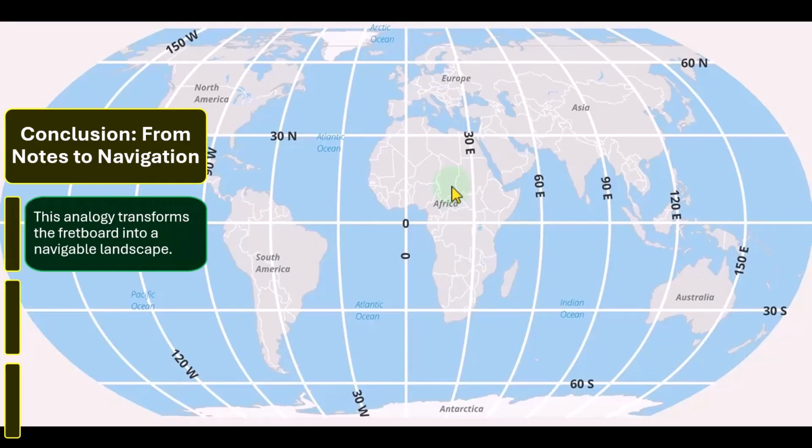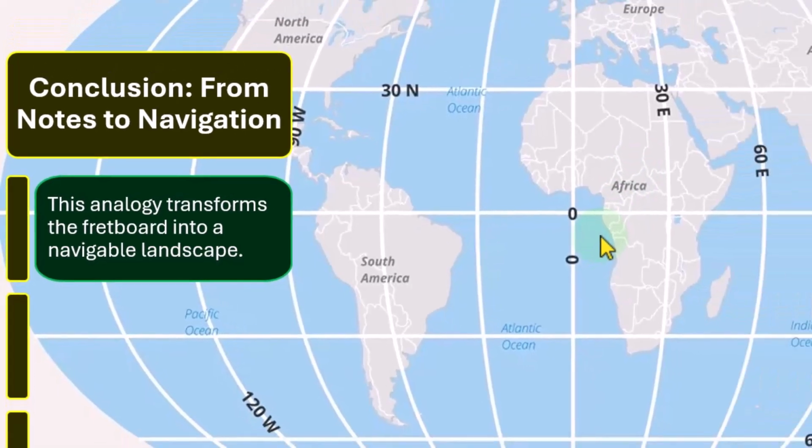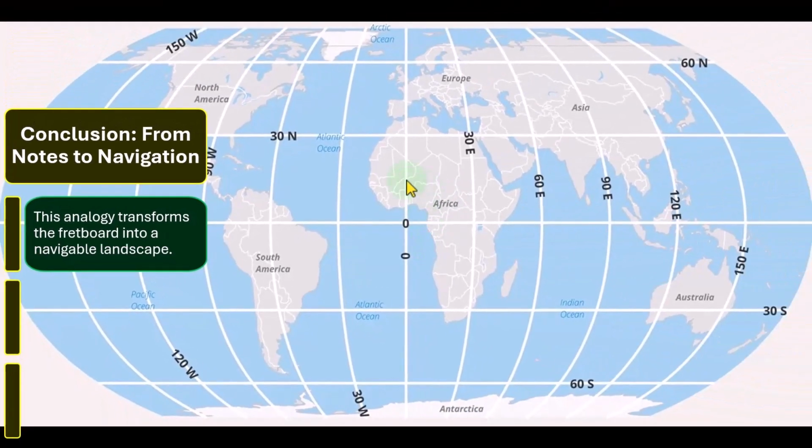Conclusion: from notes to navigation, this analogy transforms the fretboard into a navigable landscape. If you approach the fretboard this way, it's like playing a video game in that it's hard, but you see it contextually. It's gamified, you see why you're doing it, and you can have achievement goals like playing songs and scales a lot more quickly than if you try to learn all of the notes on the fretboard and all of the intervals between them without context.